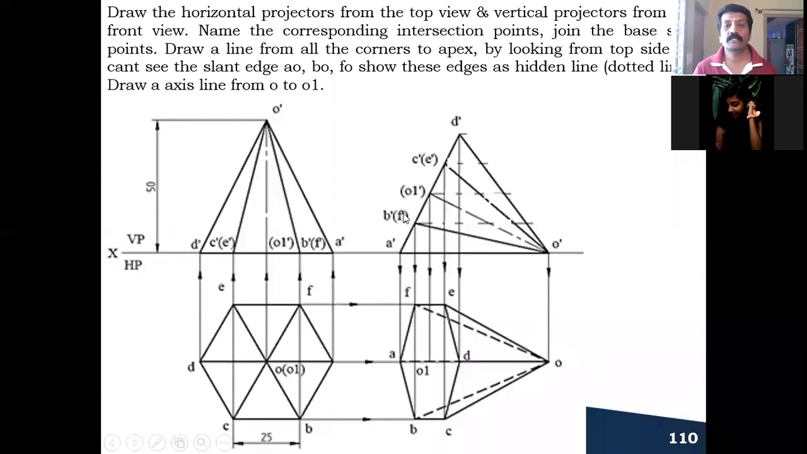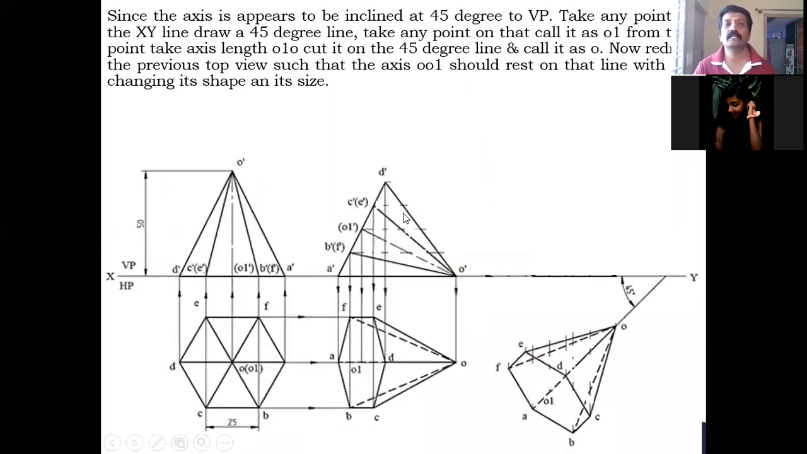Next, the next position. Since he has clearly mentioned that the top view of the axis appears to be inclined at 45 degrees, this information, so many times I have repeated, the top view of the axis is inclined. Our axis appears to be inclined. So these two sentences will give you the apparent inclination directly. No need to take the locus. That's why here beta, that is the apparent inclination, is given.